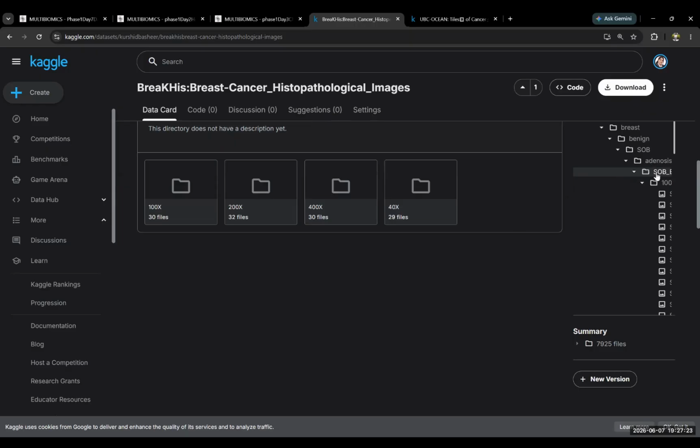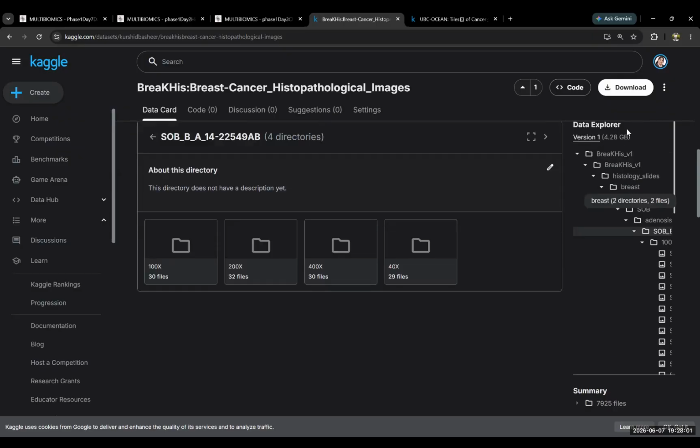So we have to make sure that the labeling of each image is strictly followed, so that for every image, the CNN must know which patient it is coming from, which magnification level, which particular tumor type, and which particular cancer, like is it benign or malignant. So I was just trying to tell you the importance of labels. Labels are nothing but the names. Again, I'll tell you what the labels are.